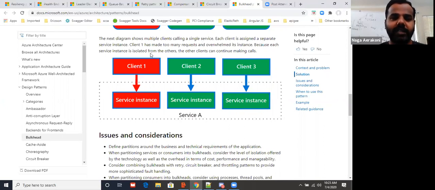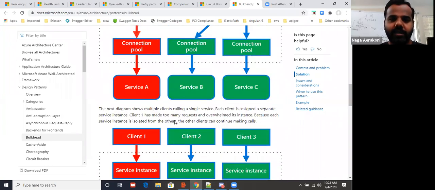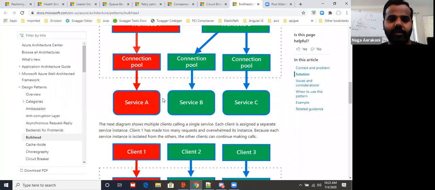So if there is another client coming, they can be redirected to another service instance. It's just an example of isolating your resources. Here it's shown that service B may be serving certain functionalities, and service C may be serving some specific functionalities which are still available, though the service A functionalities in the application are not available at the moment.